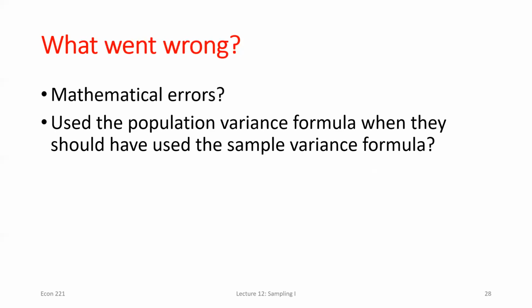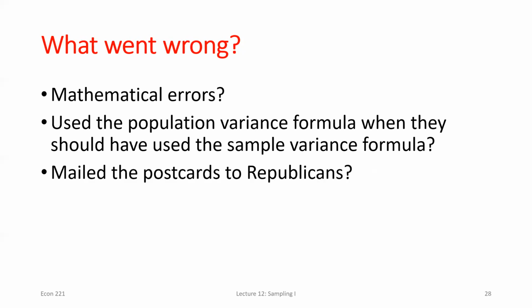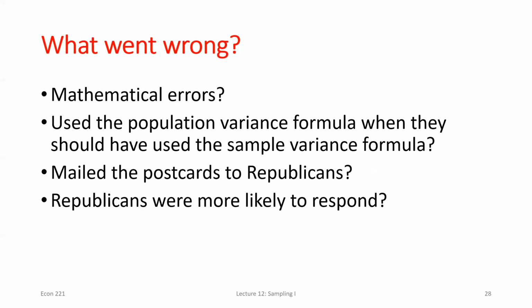Now I have some silly options here. Did they make math errors, use the wrong formula? Obviously, that's not what went on. But what if they were more likely to have sent mailers to Republicans? Let's say they sent all 10 million mailers to registered Republicans. Then they're definitely going to get a response in their sample that doesn't match up with the population. Right? So we would call that a selection bias. They over-selected from one group, Republicans.